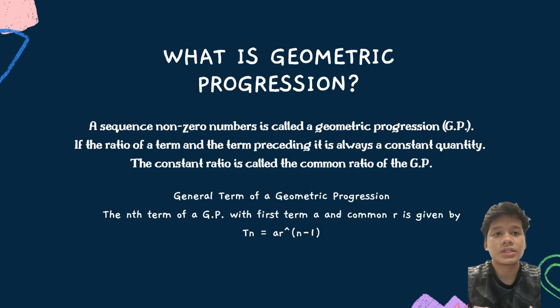So next is geometric progression. So what is geometric progression? A sequence of non-zero numbers is called a geometric progression, which is GP, if the ratio of a term and the term preceding it is always a constant quantity. The constant ratio is called the common ratio of the GP. So the formula is a_n equals a r to the power of n minus 1, where r is the common ratio.